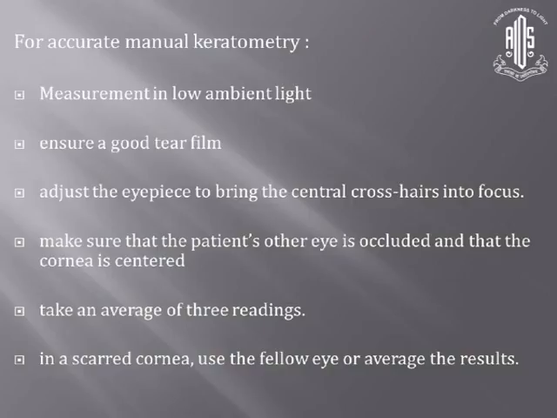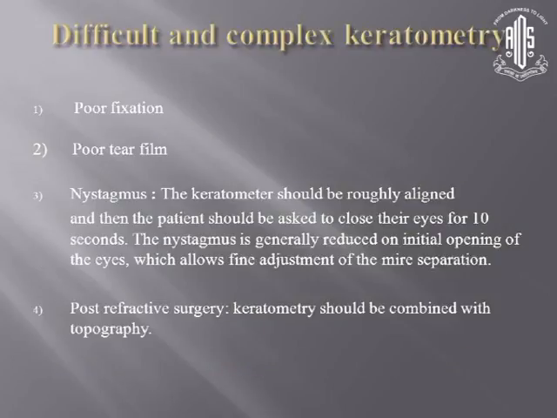Key things which we need to take care of while measuring: the measurement should be in low ambient light. We need to ensure a good quality tear film. The eyepiece should be adjusted so that the central crosshair is very clear. Make sure that the patient's other eye is closed and that the corneal mires are exactly centered on the cornea. Take multiple readings. And in a scarred cornea, the fellow eye can be taken.